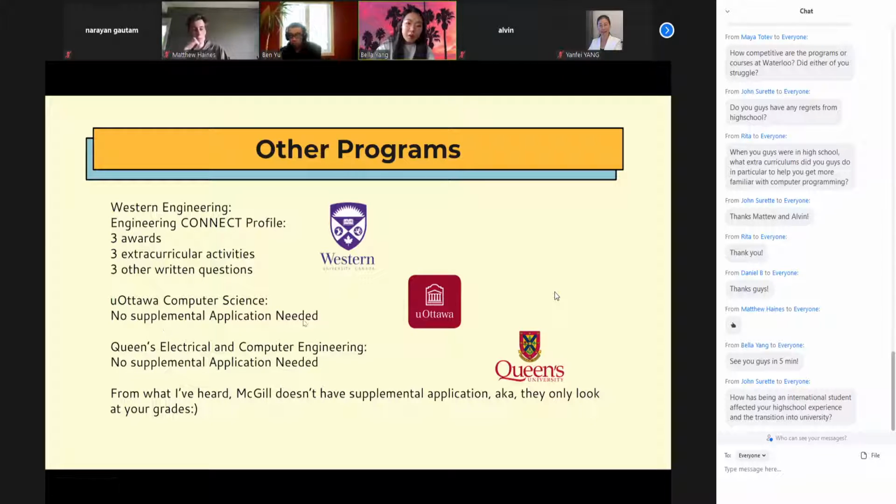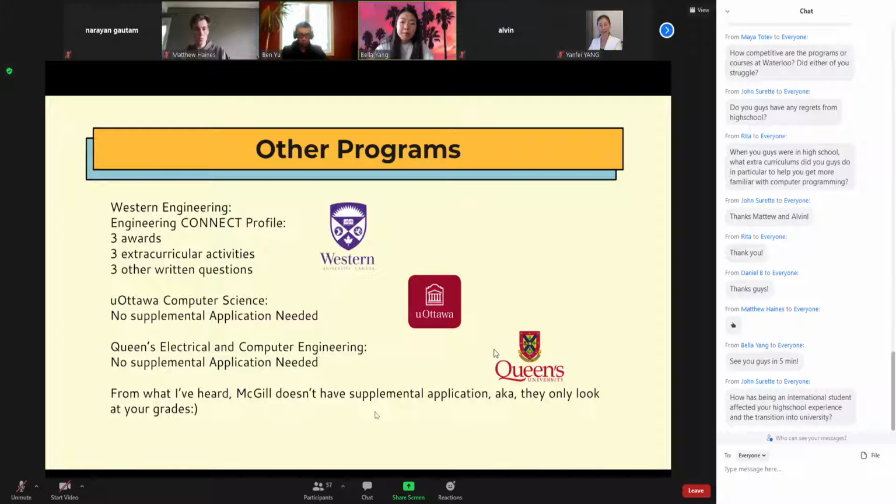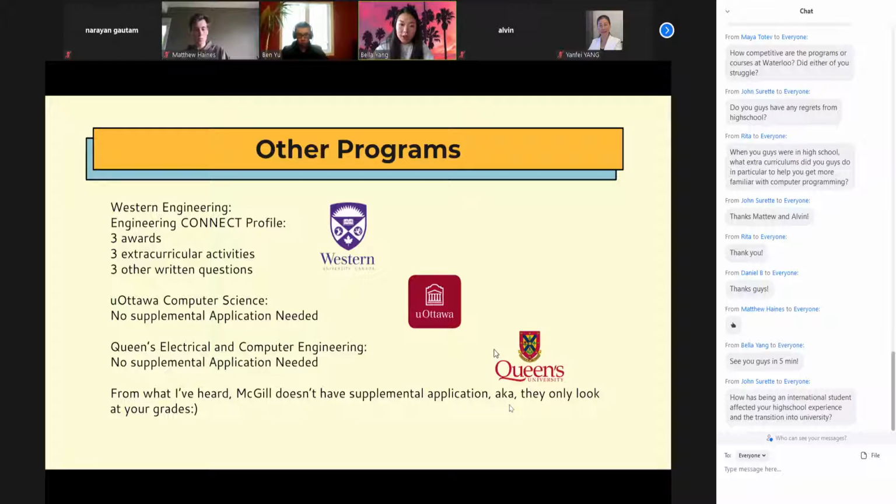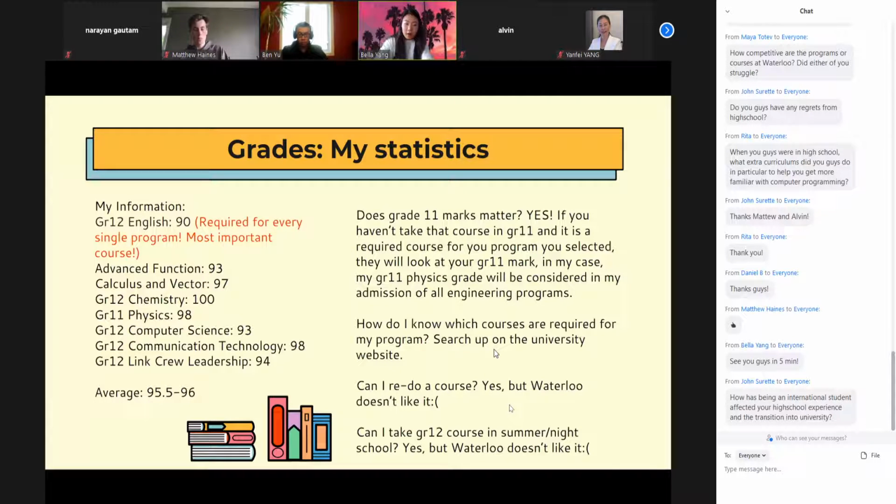And for Ottawa Computer Science and Queen's Electrical and Computer Engineering, there is no supplemental application. And for McGill, from what I've heard, there is no supplemental application. They care most about your grades. Okay, sorry, that was a bit fast, but let's jump into the grades.